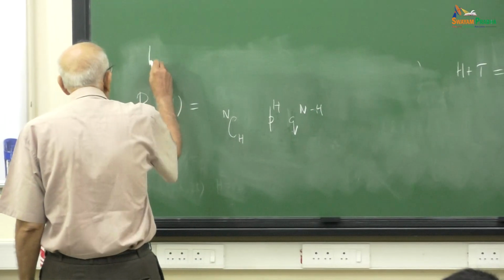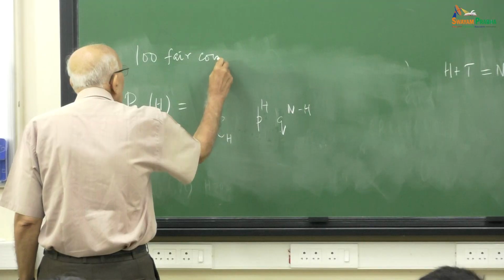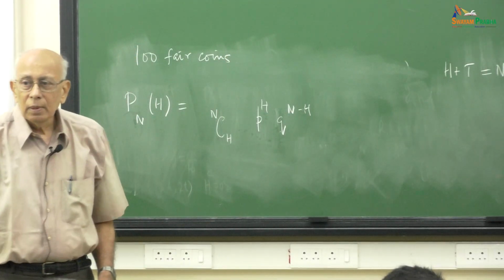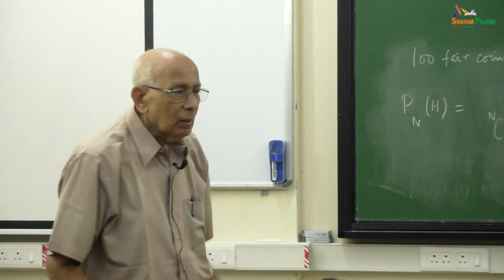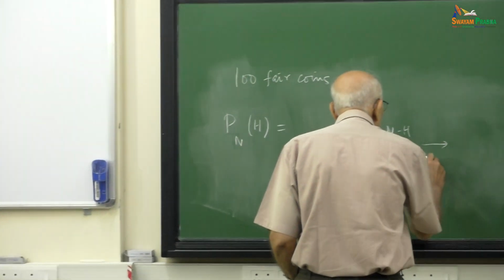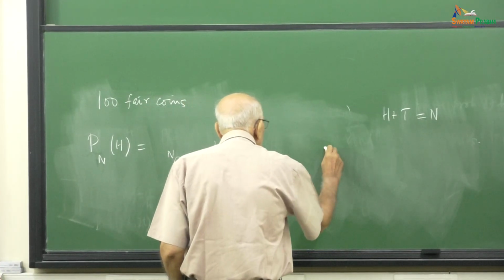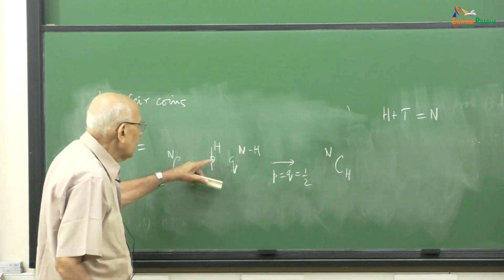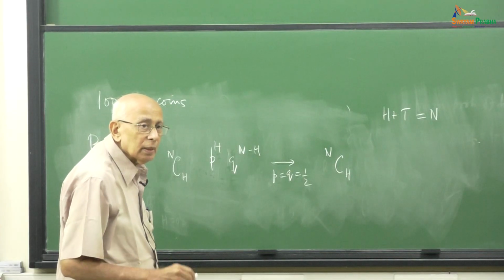And let's make life simpler: 100 fair coins. Fair means p equal to q equal to half. What happens for a fair coin? This remains nCh, but this is half to the power h, half to the power n minus h. So it's just 1 over 2 to the power capital N.